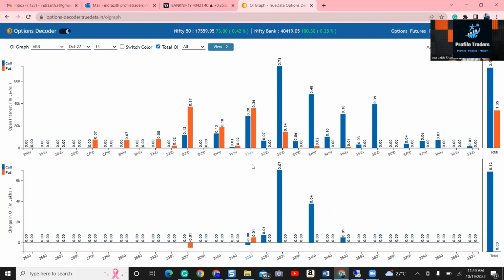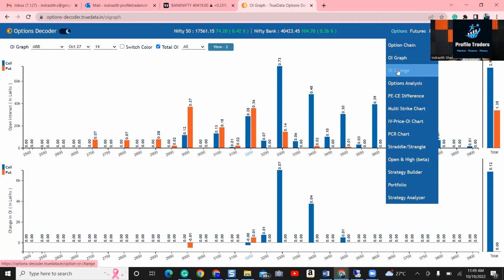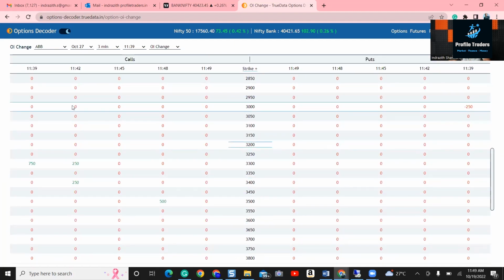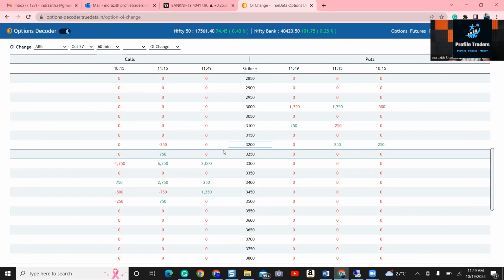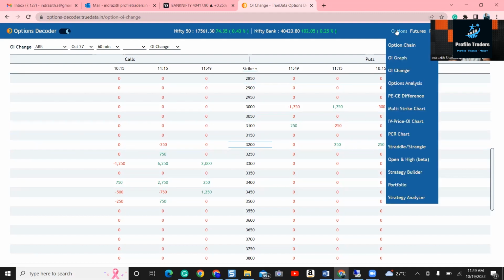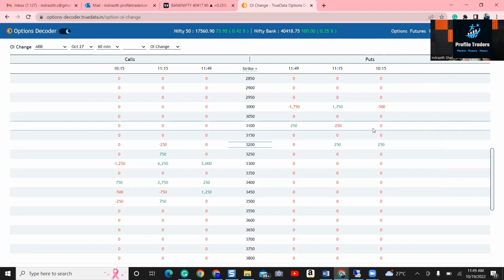So this is an interesting feature. This is total OI, this is change in OI. So this is the OI graph. Next, if you go to OI change, it is quite similar. Okay, I will go to maybe the 60-minute chart. So this gives the majority or change in OI in numbers, instead of vertical bars, it gives in numbers.